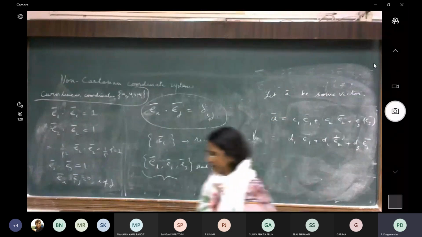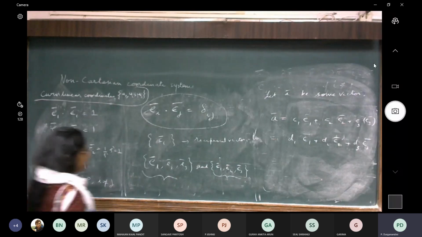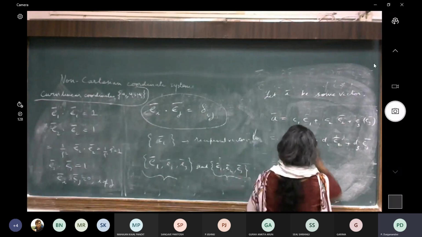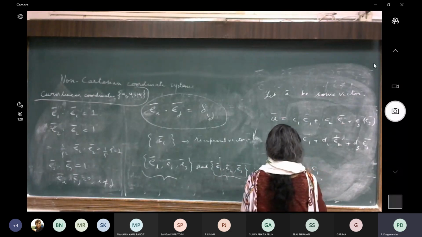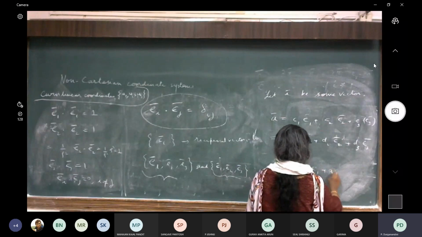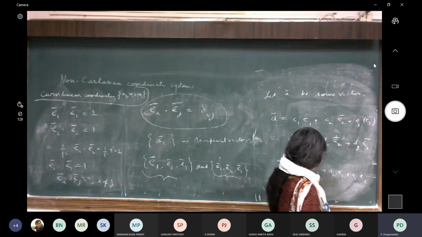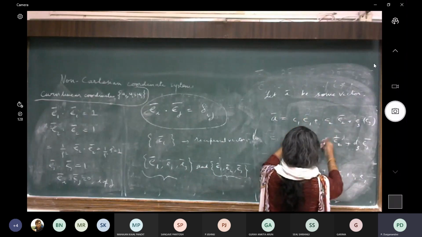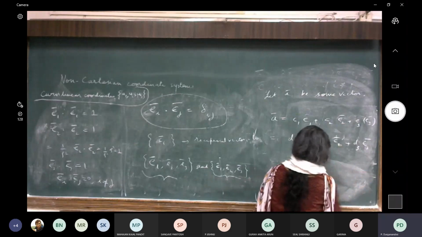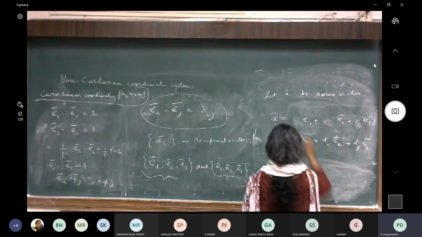Now I'm going to introduce a new convention for you. Earlier, whenever we expanded a vector, we used to write A equal to A1 e1 plus A2 e2 plus A3 e3. Since we were only dealing with one basis, it didn't matter. But now we have reason to consider both bases, so we will develop a nice convention. The coefficients will be called like this.